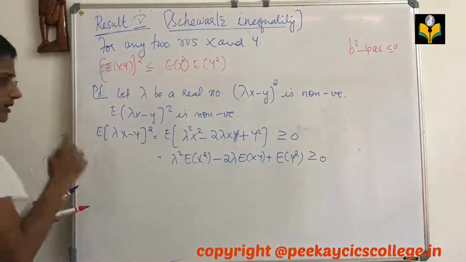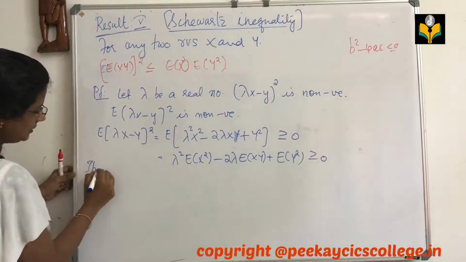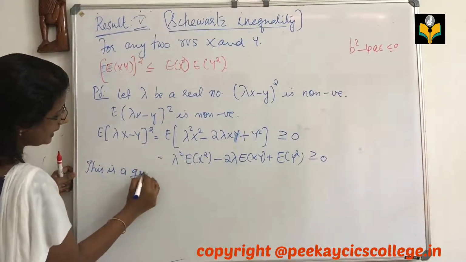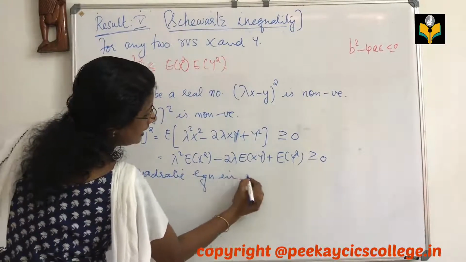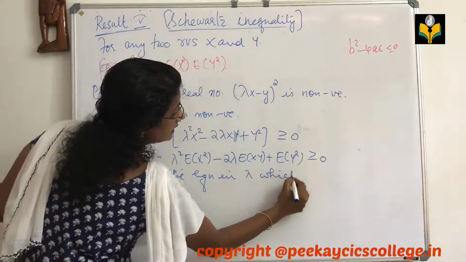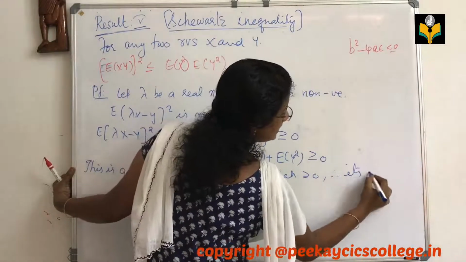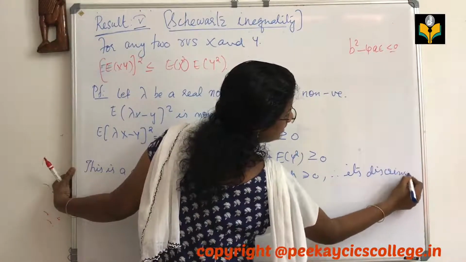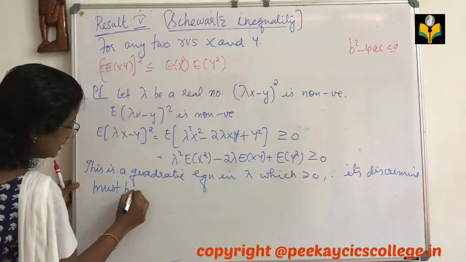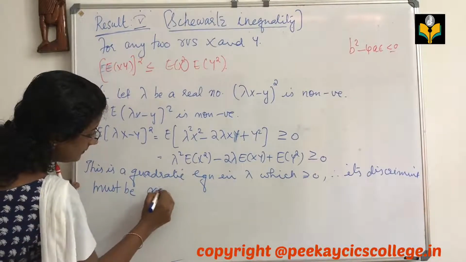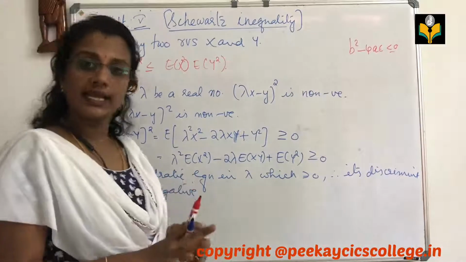Then what is that? Since this is a quadratic equation in lambda which is greater than or equal to 0, therefore its discriminant must be negative. The discriminant must be negative. That is b square minus 4ac less than or equal to 0.